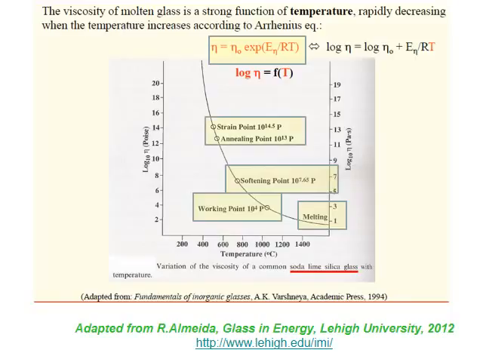The annealing point is usually defined as the Tg temperature, that is, the viscosity is 10^13 poise. And finally, the strain point, where the viscosity is 10^14.5 poise. At this temperature, the glass is still too hard to deform, but is soft enough for the stress to relax.